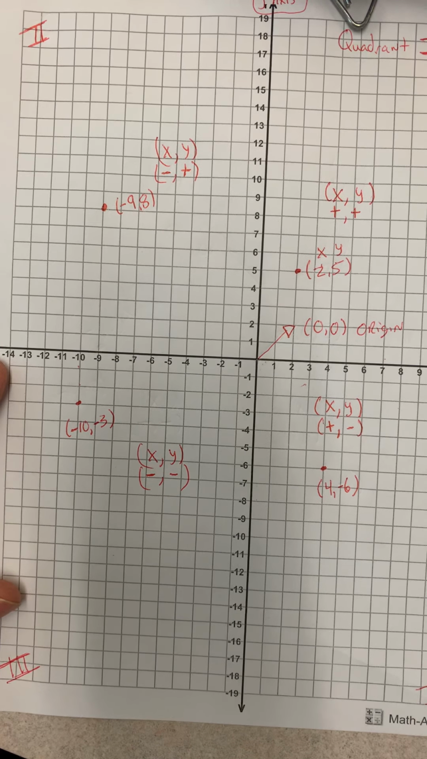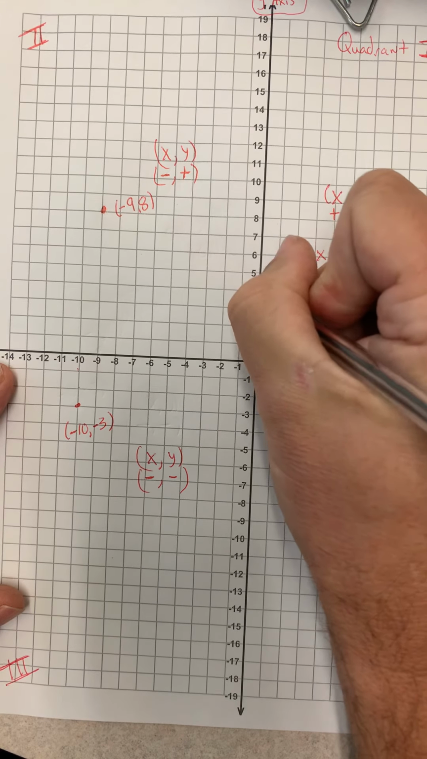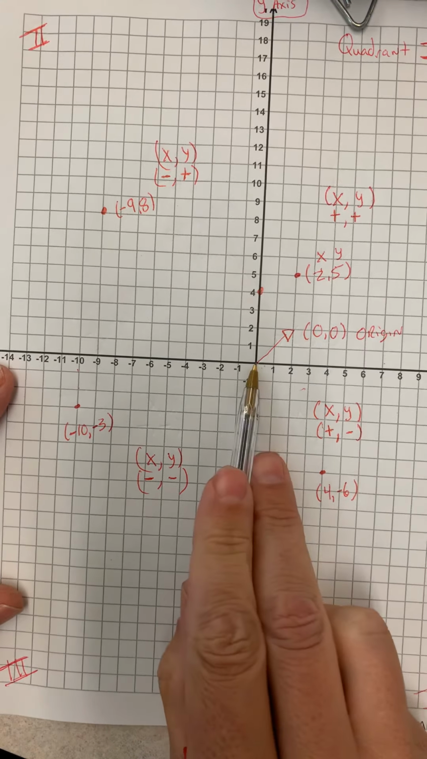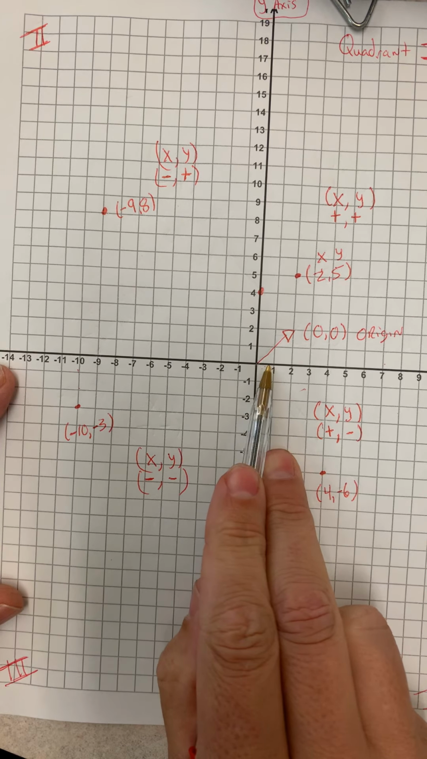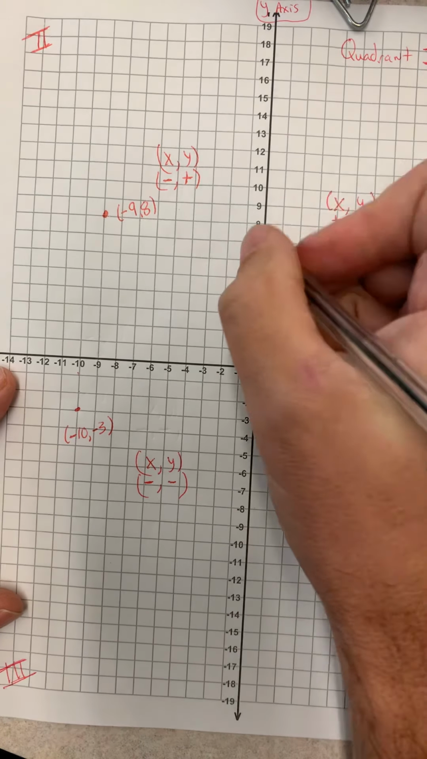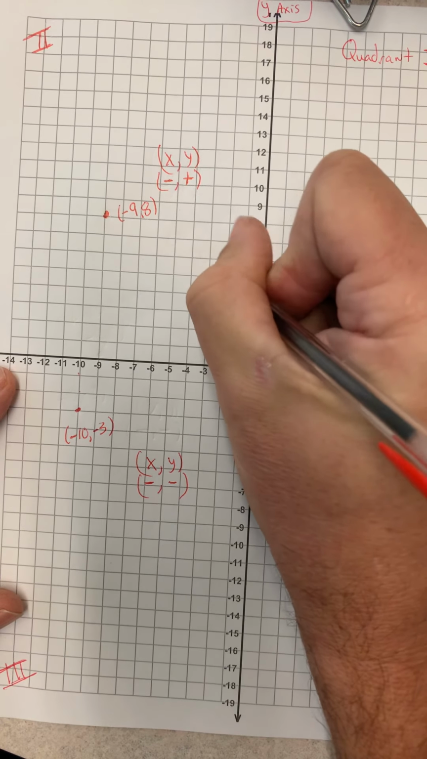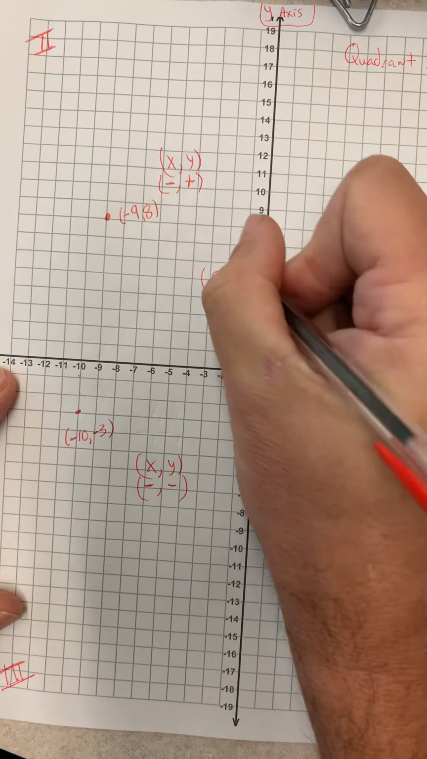Now let me ask you this. What is that point right there? Well, hopefully you could say, I'm not moving on the x-axis. I'm just moving on the y. I'm not moving on the x. This right here, if I don't move on the x-axis, that is the ordered pair 0, 4.